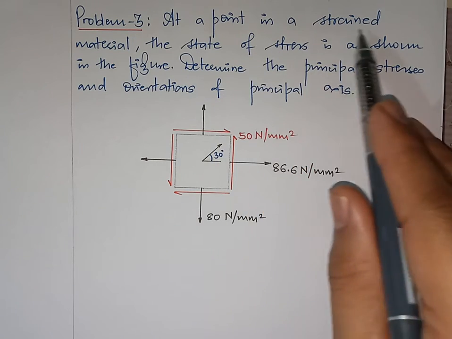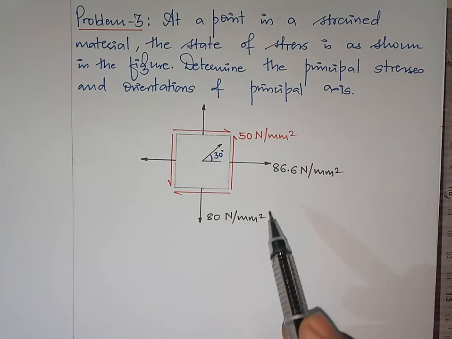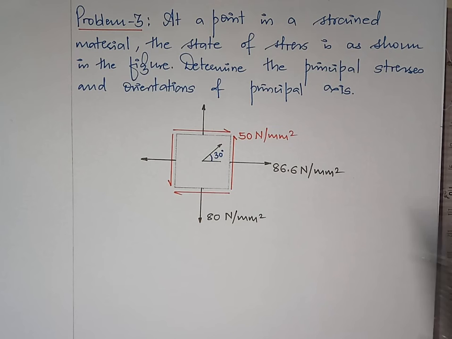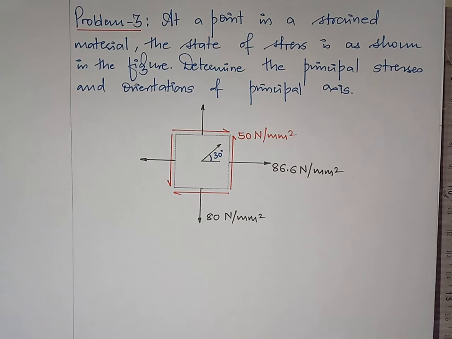At a point in a strained material, the state of stress is as shown in the figure. So this is the figure which he has given us to have a look at in the problem itself. Determine the principal stresses and orientations of principal stresses. So a very simple problem, right? Now let me start with the solution part directly.